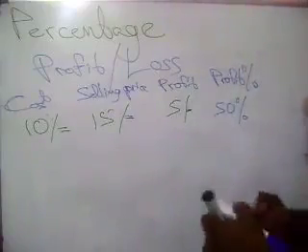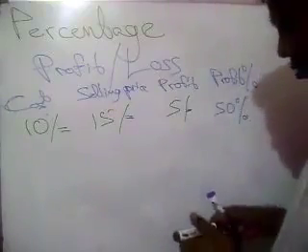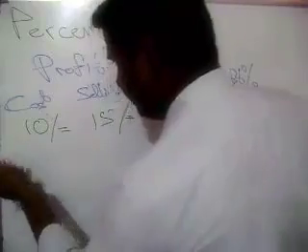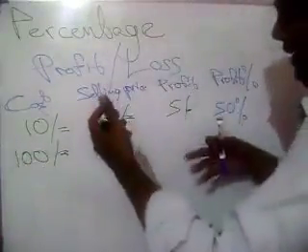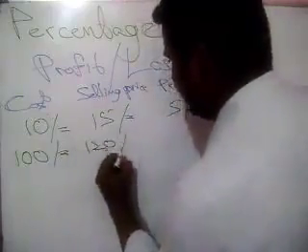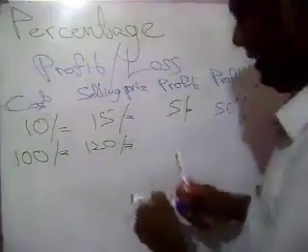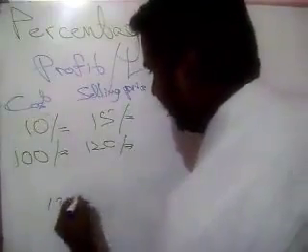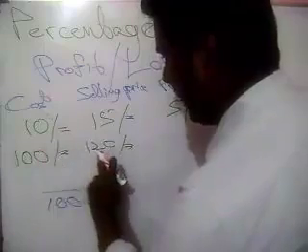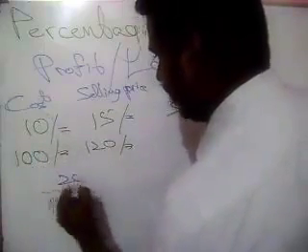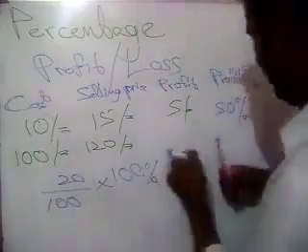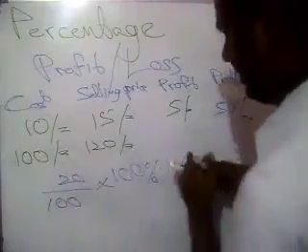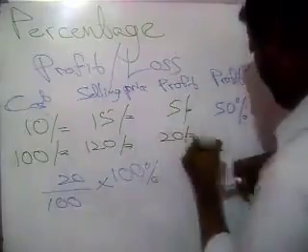Now let's say you bought something at 100 rupees, right? And you are selling it at 120 rupees. So what's your profit percentage here? So your cost was 100, the profit, so 120 minus 100 is 20 rupees. So let's calculate the percentage. Your profit here was 120 minus 100, which was 20 rupees.